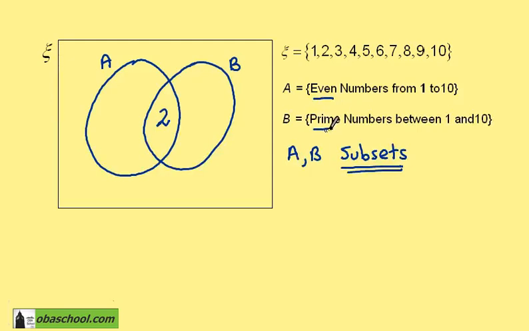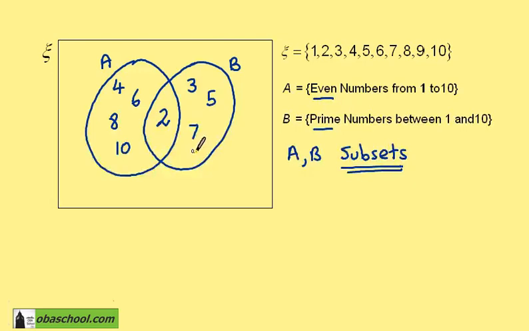None of the other even numbers are prime, so they go in this section where they're within A, but not within B. None of the other prime numbers are even, so they go in this section so that they're within B, but not within A.